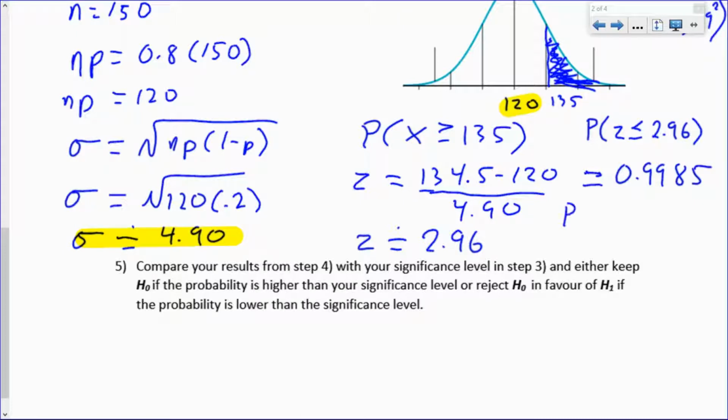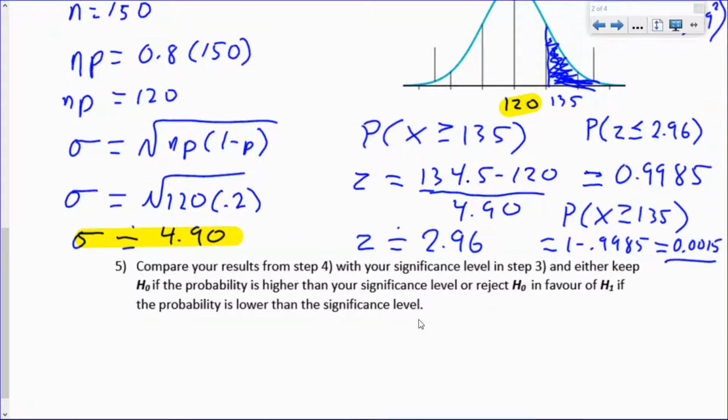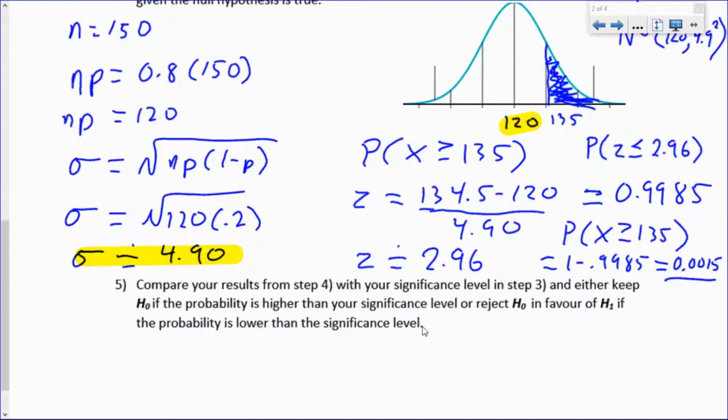So the probability that x is going to be greater than or equal to 135 will be 1 minus 0.9985, or 0.0015. What does that mean? Well, that means that if drug B really has a success rate of 0.8, the probability that you would have 135 or more people cured is only 0.0015. Or you could look at that as 0.15% if you multiply by 100.